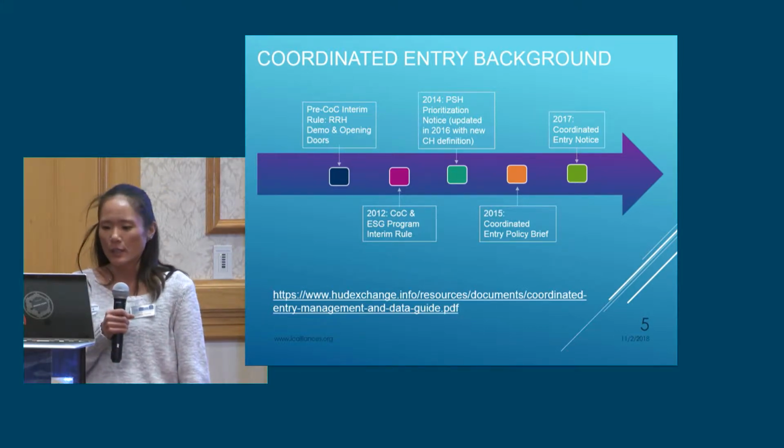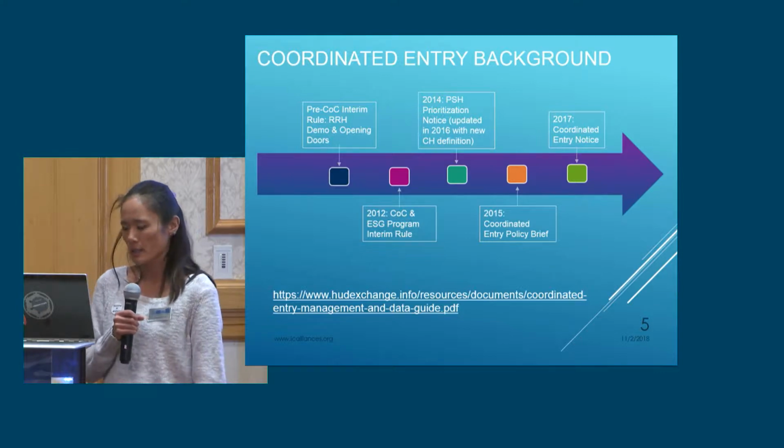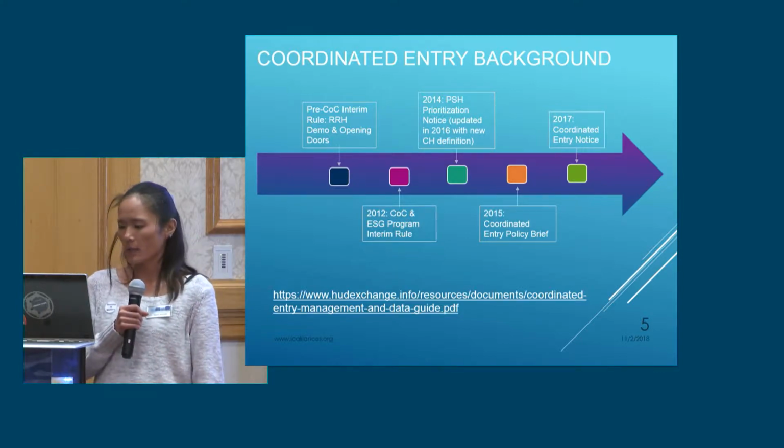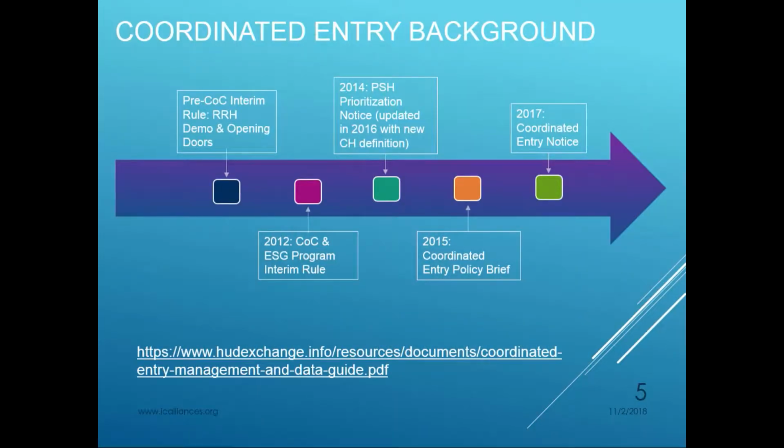The prioritization notice in 2014 provided recommendations for how COCs prioritize specifically permanent supportive housing. Then the guidance was updated in 2016 after the chronic homeless definition was revised. The coordinated entry policy brief was released in February 2015, and it identified qualities of an effective coordinated entry process and defined the role for CE in the broader system of care. Then CPD 1701 was released in 2017, and it gave COCs the compliance deadline that Karma mentioned of January 23rd of this year.